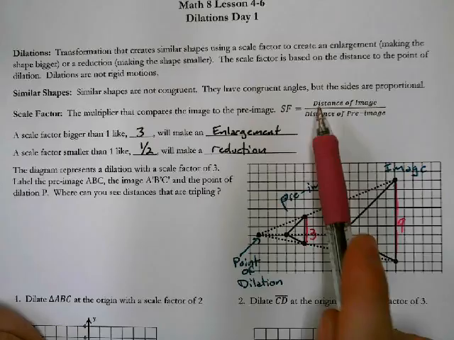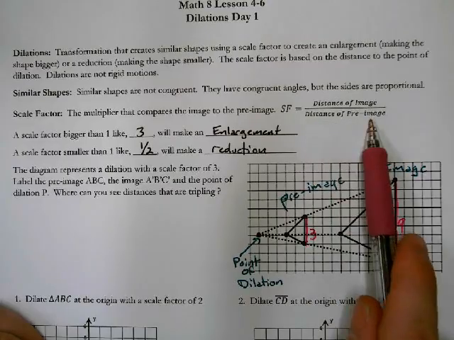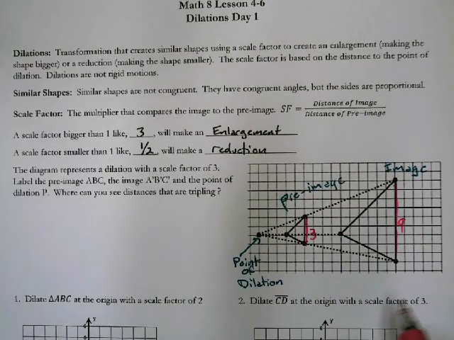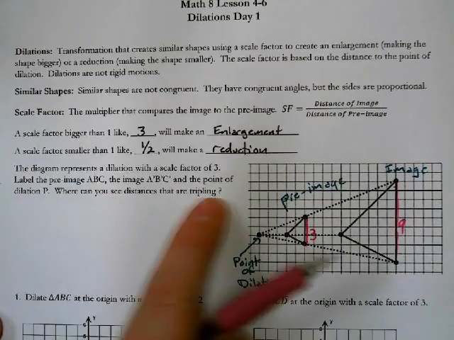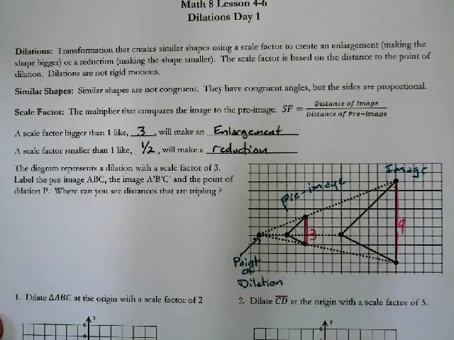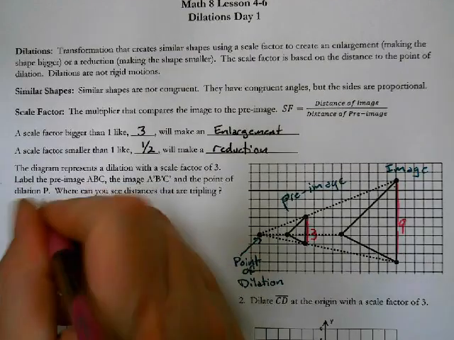So if we're looking at this, the distance of the image, this distance is 9, divided by the distance of the pre-image. So there's where I can see the distance is tripling. So this says, where can you see the distances tripling? So the first thing that I can see is that the sides are tripling.